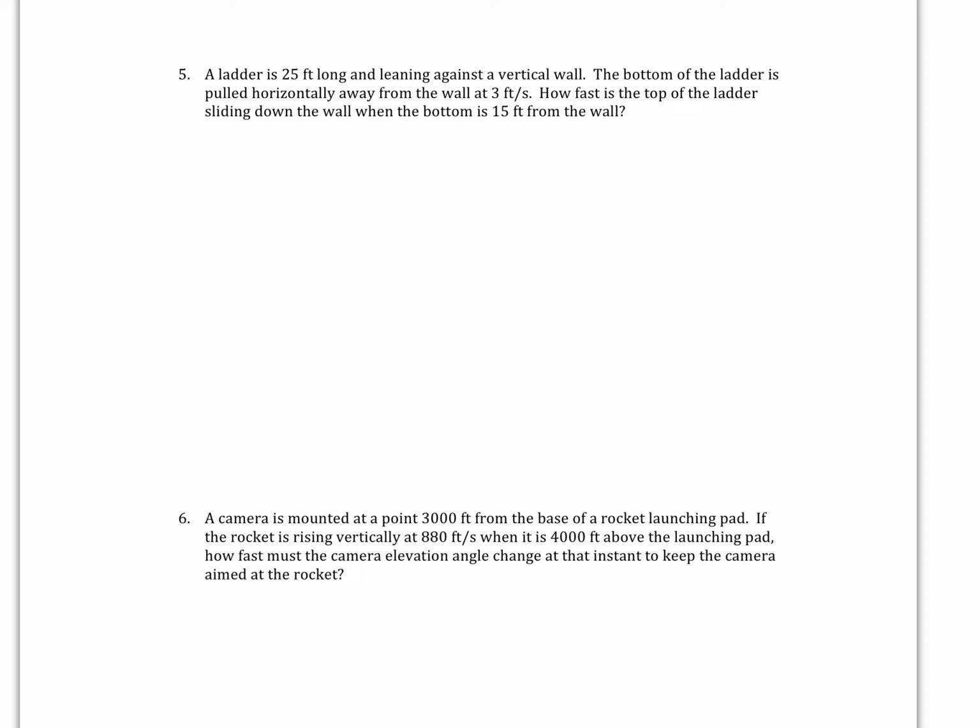All right, so this number 5 is the famous ladder problem that we see. And it says a ladder is 25 feet long and leaning against a vertical wall. The bottom of the ladder is pulled horizontally away from the wall at 3 feet per second. How fast is the top of the ladder sliding down from the bottom of the wall? Okay, let's draw what's happening real quick. Before I do this problem, let's draw.